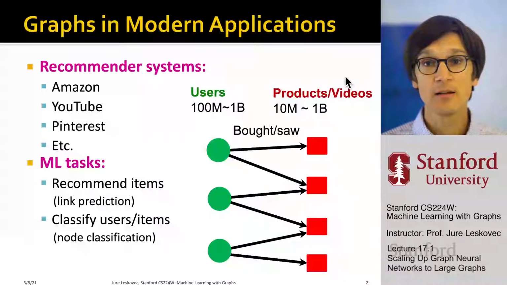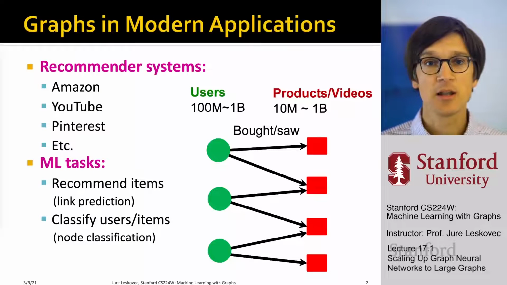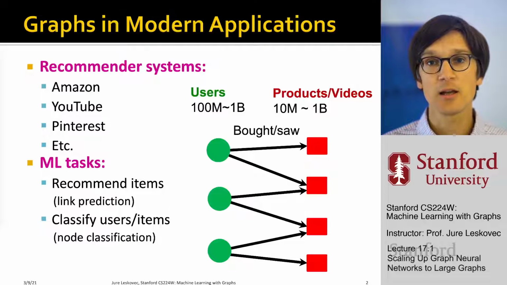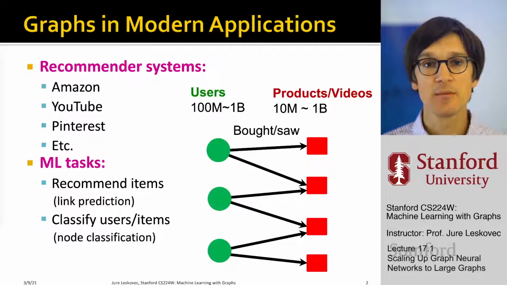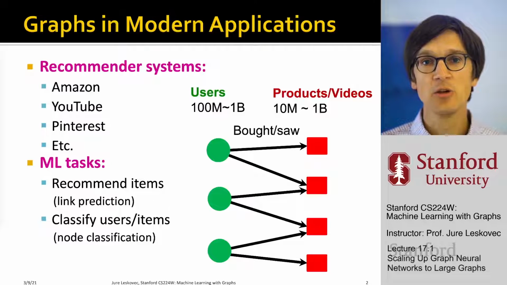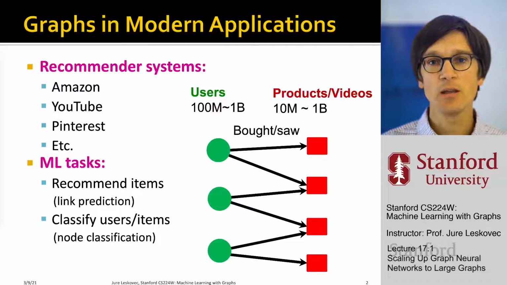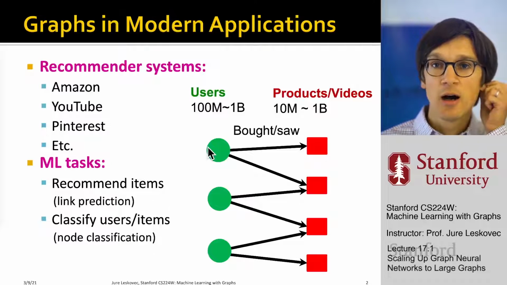There are large graphs in many modern applications. If you think about recommender systems, for example, systems that recommend products at Amazon, videos to watch on YouTube, pins to look at on Pinterest, posts to examine at Instagram, and so on, you can think of this as a way to connect users to the content, products, and videos that they might be interested in.